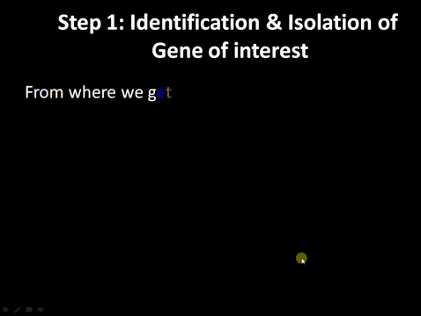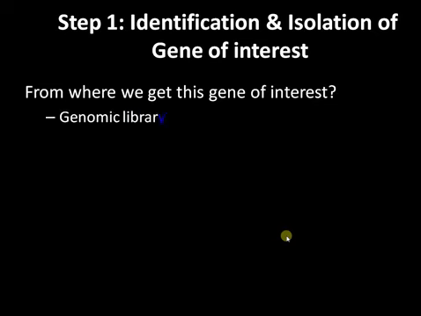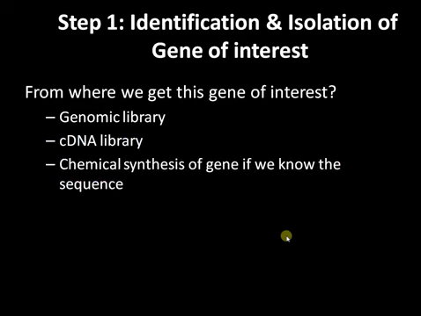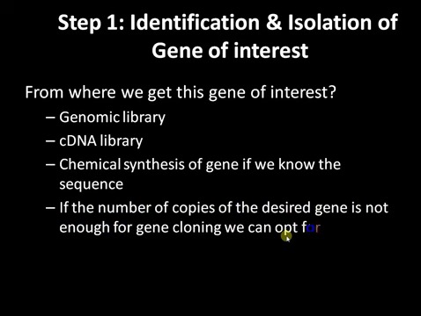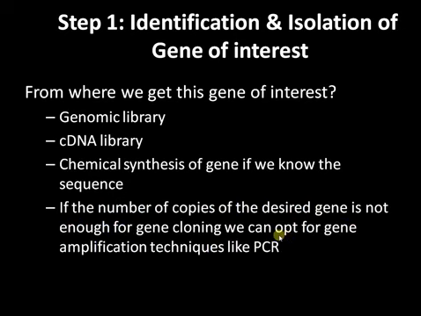In recombinant DNA technology, from where do we get this gene of interest? There are different resources for getting our gene of interest. These include a genomic library, cDNA library, and chemical synthesis of a gene if we know the sequence. If the number of copies of a particular gene is not sufficient for gene cloning, we can amplify that using polymerase chain reaction, a gene amplification technique.